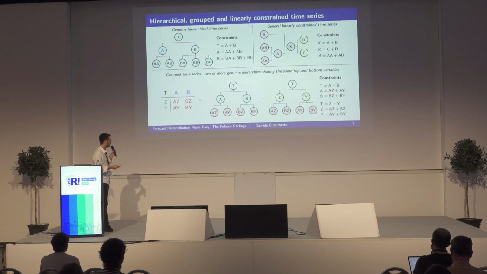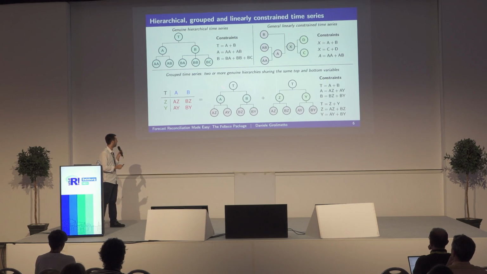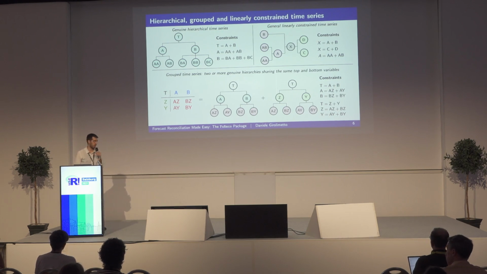However, we have the simple case of a generally hierarchical time series, but this is a very simple case. In a practical application, it's very difficult to find this case. Usually, there are more applications on grouped time series where two or more hierarchies share the same bottom and top. This is very important, both bottom and top time series. But we have a more general case, that is the general linear constraint time series. Here you have a simple example where we have two hierarchies that share only the top series. So they don't share the bottom, they share only the top.